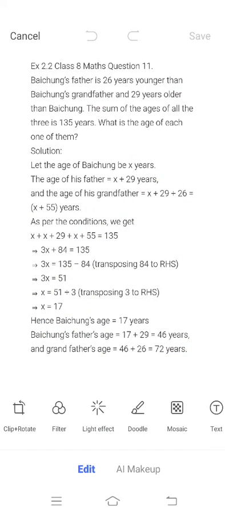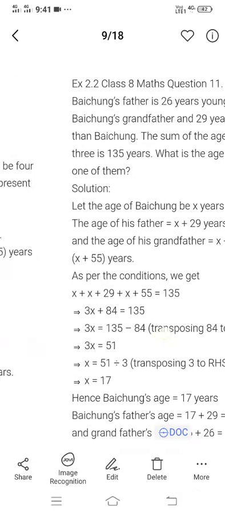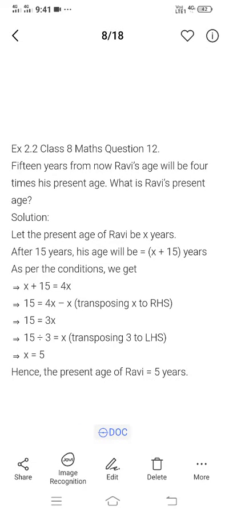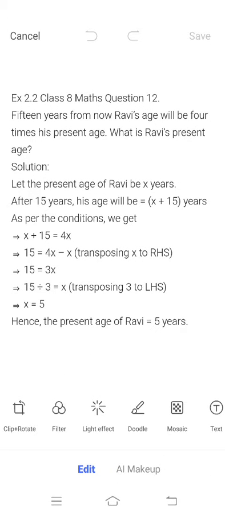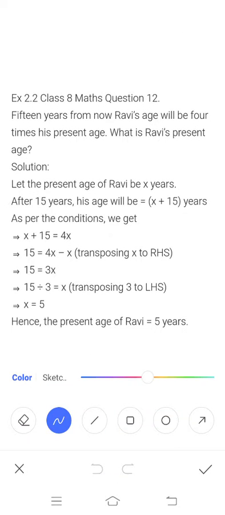Next, coming to the next sum, question number 12. Yes, 15 years from now. So from now means after 15 years. That means you have to add. Before means you can subtract. So here the question is 15 years from now, Ravi's age will be 4 times his present age. What is Ravi's present age?